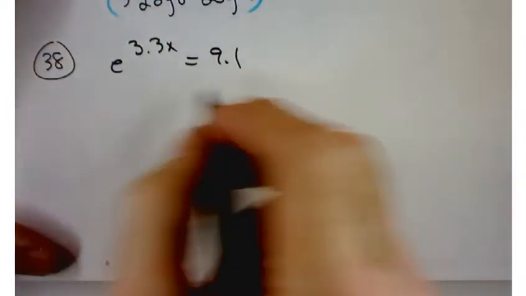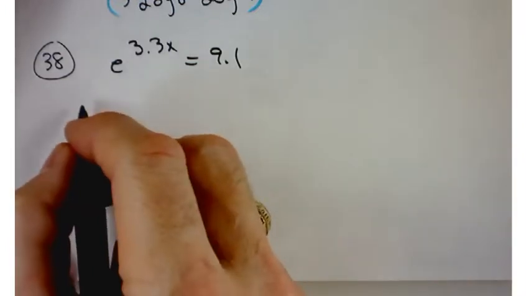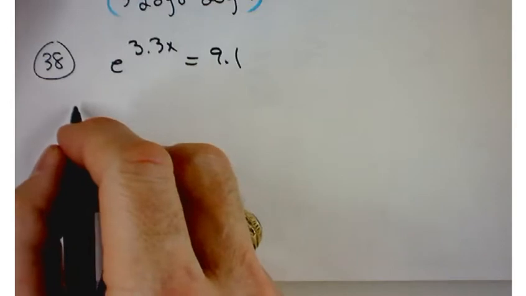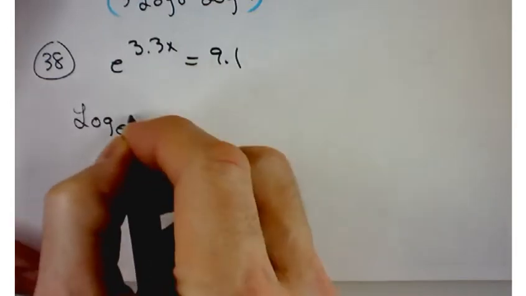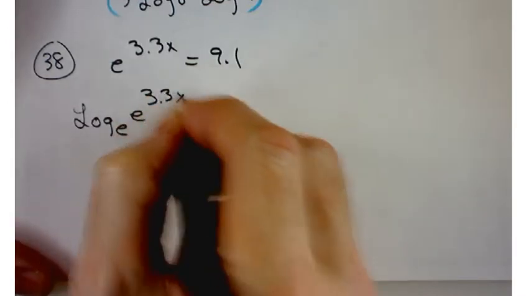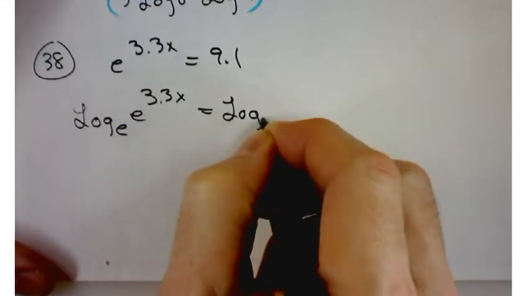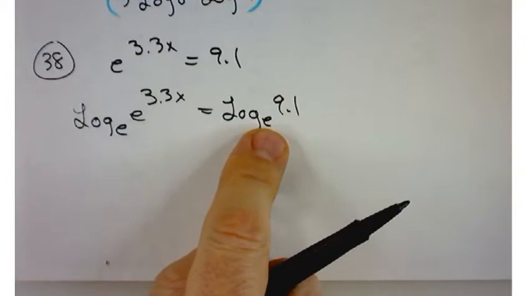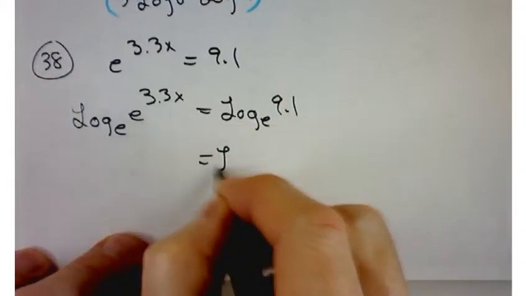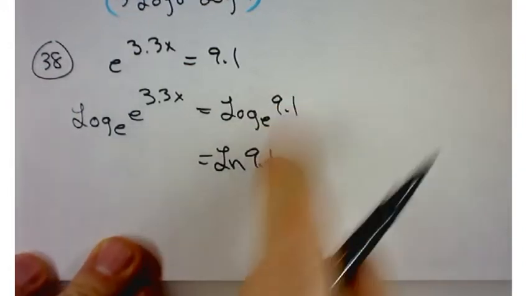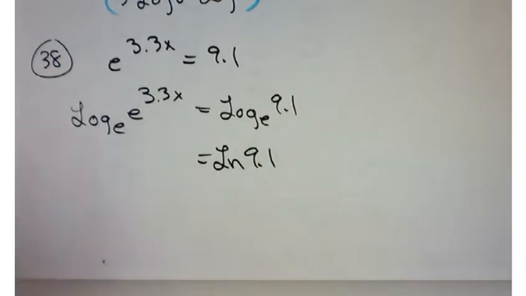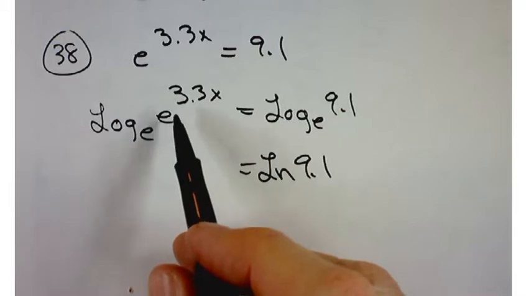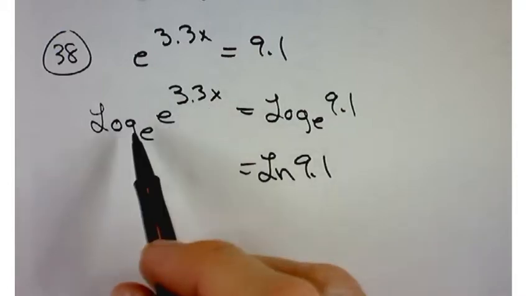Now, even though it's log base e or ln, a lot of times they're going to write ln. I'm going to write it as log base e of e to the 3.3x equals log base e of 9.1. So I'm taking log base e on both sides. You're correct, this is really ln. But there's a reason that I wrote it as log base e of e to the 3.3x as opposed to ln of all that.